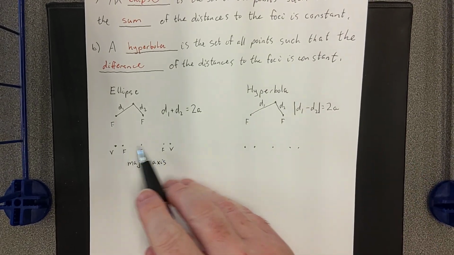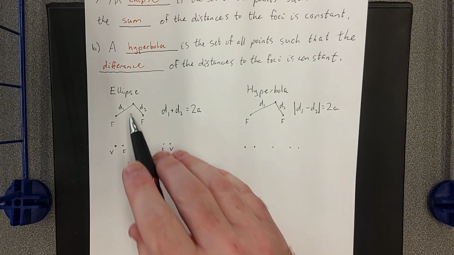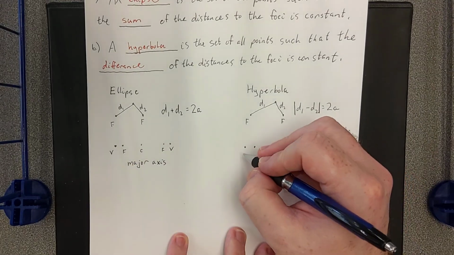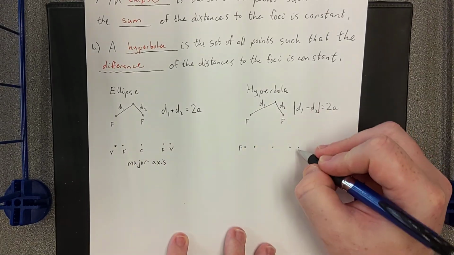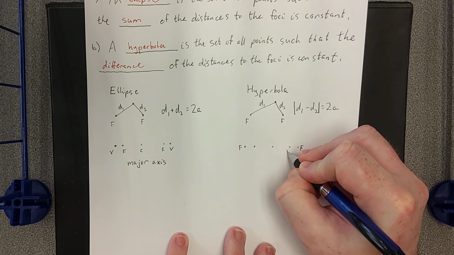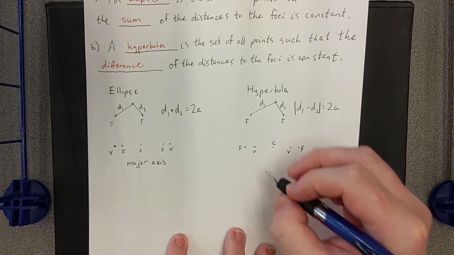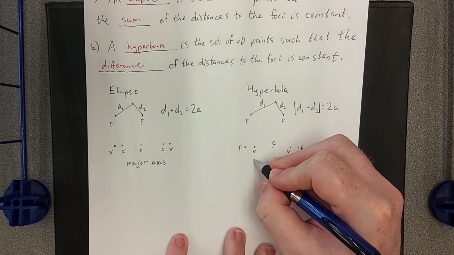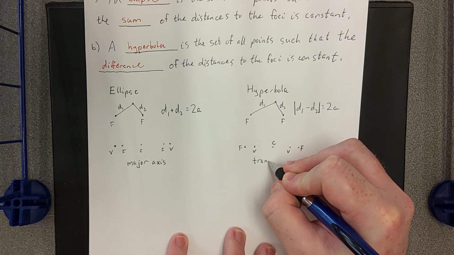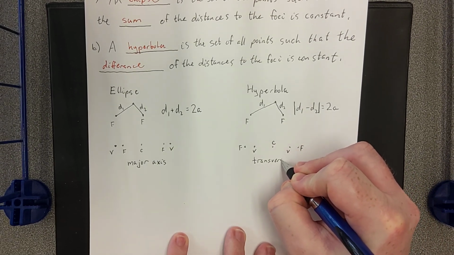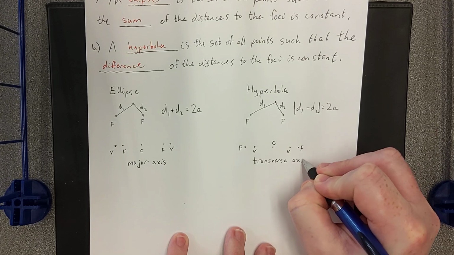So if it's ever vertices on the outside and foci on the inside, that is an ellipse. However, if we flip it around and we put the foci on the outside and the vertices on the inside, and the center smack dab in the middle, then you have a hyperbola. This is known as the transverse axis of the hyperbola.